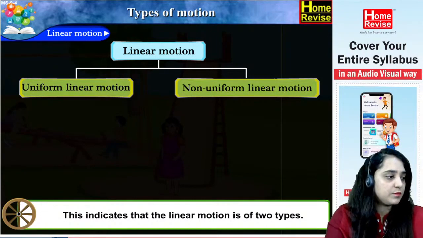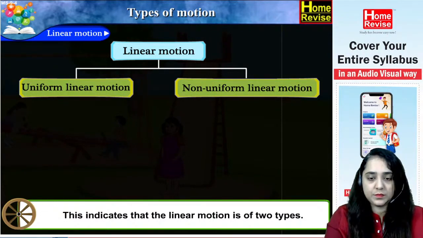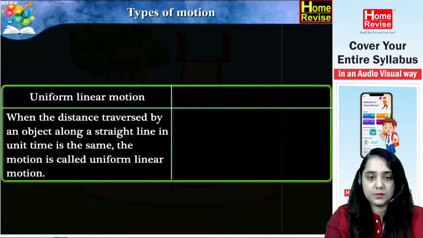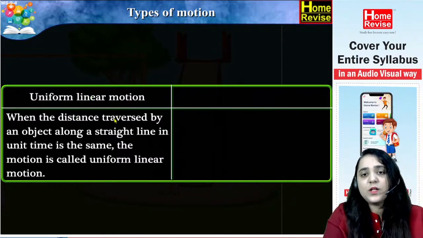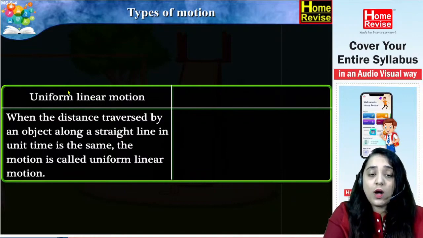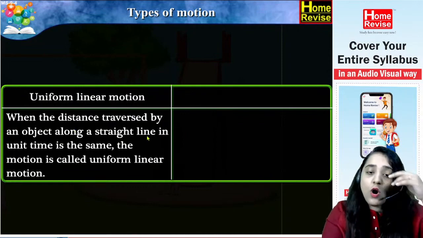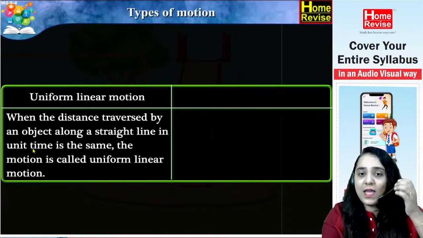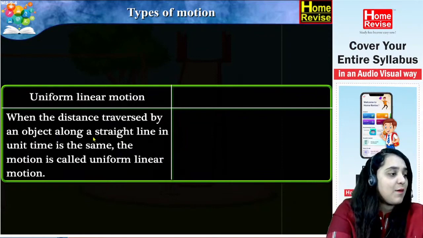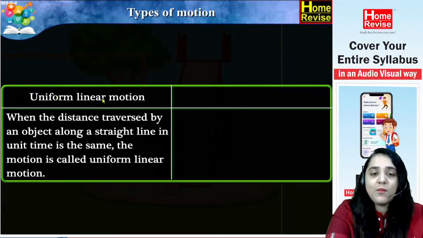Okay. Understood? So students, do remember, when the distance traversed by an object along a straight line in unit time is the same, the motion is called uniform linear motion. Yes, so as we have the linear word, we have to write that the displacement of the object is in straight line. But to justify this word uniform, ये uniform का मतलब होता है that without any change, or you can say in unit time is same, कि उसको जो time लग रहा है वो same है, तो we can say that it is a uniform linear motion.